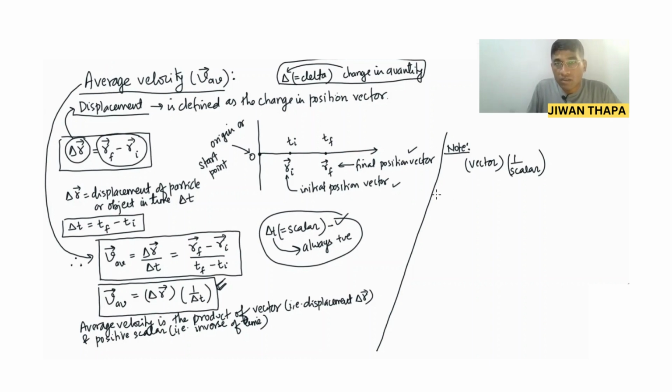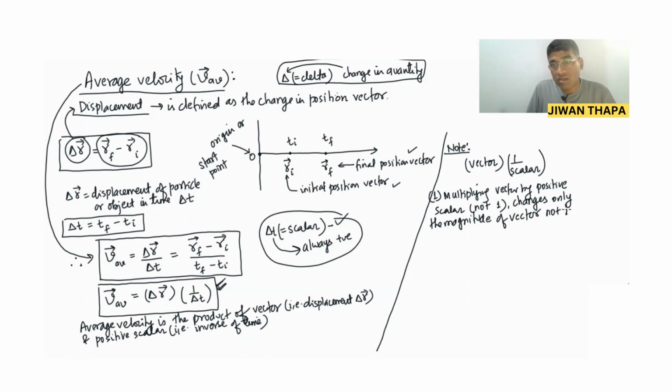Now multiplying, so if we multiply vector by a positive scalar, let's say the scalar is positive. So if we multiply vector by positive scalar, and if the scalar is not 1, then what we find? Changes only the magnitude, only the magnitude of vector, not its direction. This is to be noted.